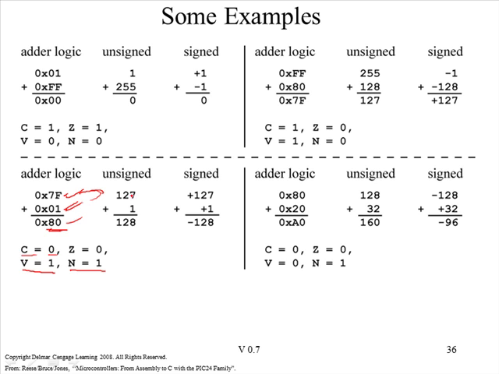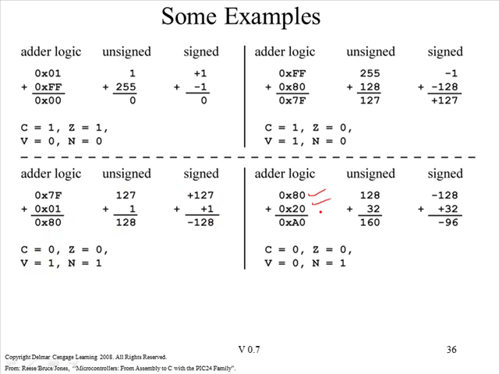In interpreting these as unsigned numbers, I have 127 plus 1 is 128. That's correct, as evidenced by the fact that the carry flag is a 0. If I interpret these as signed numbers, a 7F is a positive 127, a 1 is a positive 1, and when I added those two things together, I got a negative 128. That is obviously the incorrect result, so I have signed overflow.